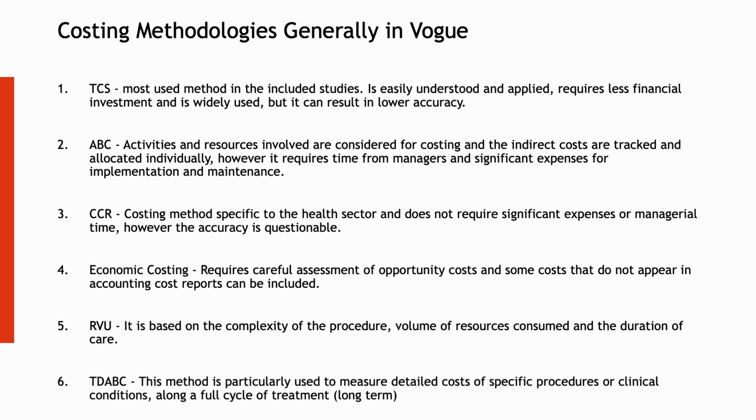The sixth is called the TDABC. It stands for Time Dependent Activity Based Costing. This method is particularly used to measure detailed costs of specific procedures or clinical conditions along the entire cycle of treatment. It is an extension of ABC, which is activity based costing, number 2 on this slide. And then there is an added dimension of time. So, time dependent ABC, time dependent activity based costing.